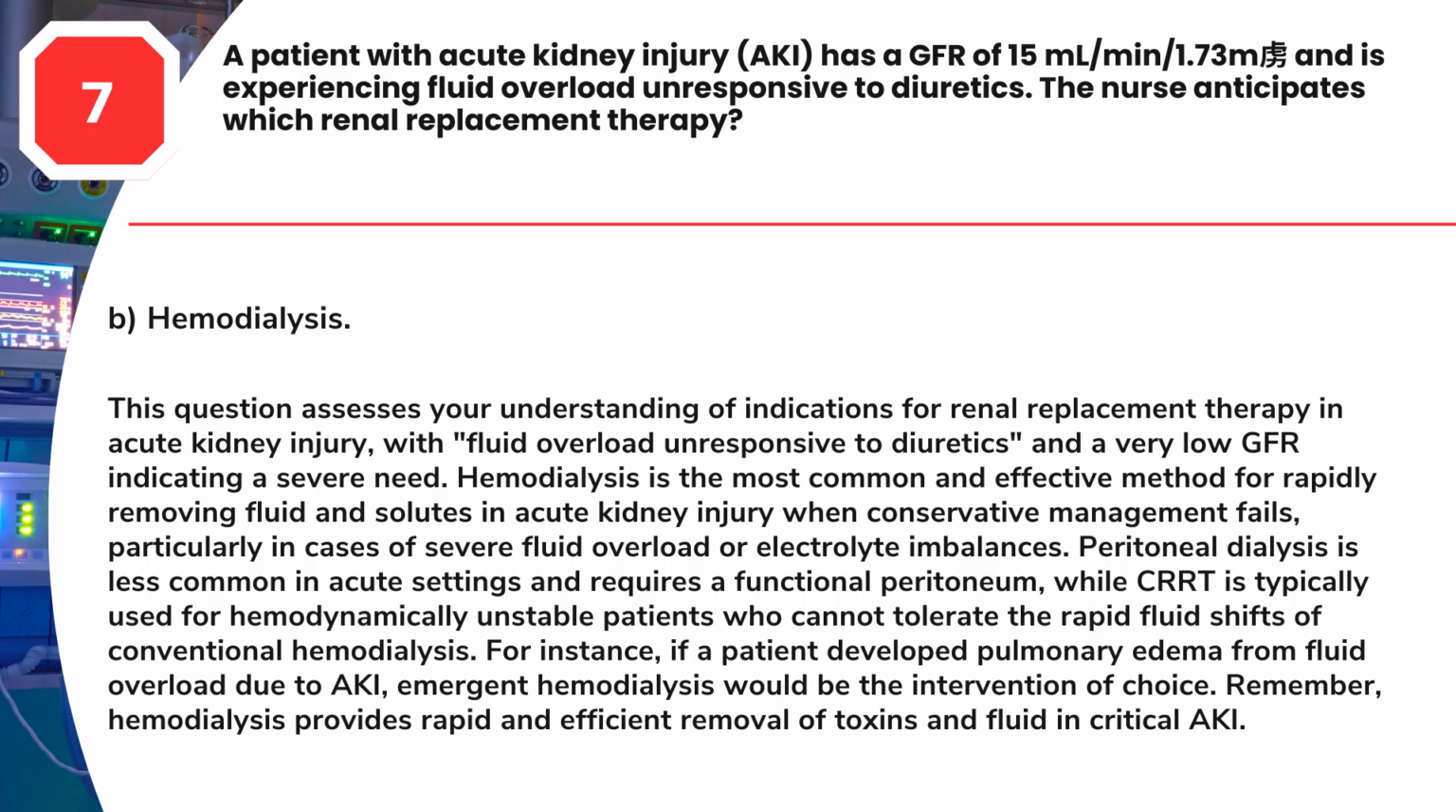Peritoneal dialysis is less common in acute settings and requires a functional peritoneum, while CRRT is typically used for hemodynamically unstable patients who cannot tolerate the rapid fluid shifts of conventional hemodialysis. For instance, if a patient developed pulmonary edema from fluid overload due to AKI, emergent hemodialysis would be the intervention of choice. Remember, hemodialysis provides rapid and efficient removal of toxins and fluid in critical AKI.